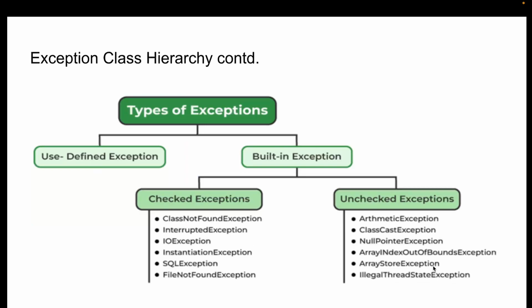Then there is array index out of bounds exception. This I have already told you, that suppose you have an array of declared size 10 and you are trying to access any index which is beyond 10. Suppose you are trying to access array index 15 from that particular array, you will get array index out of bounds exception. Then there are other exceptions like array store exception, illegal thread state exception. Illegal thread state exception, you will basically get when we deal with thread handling. So we'll see this.